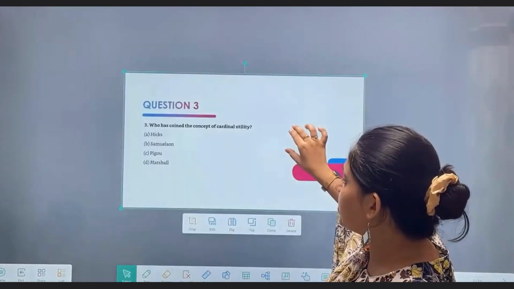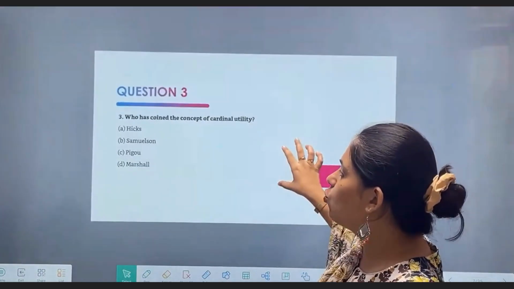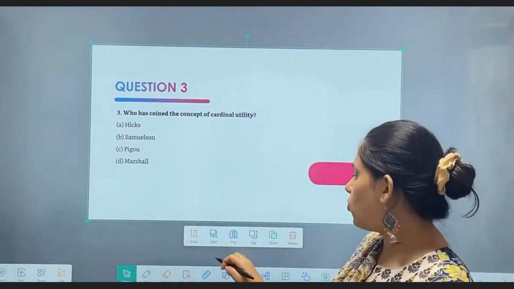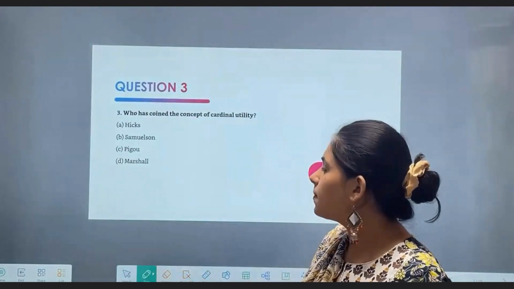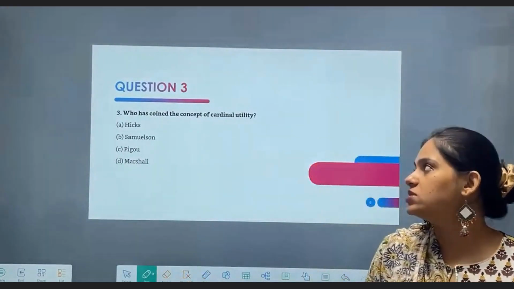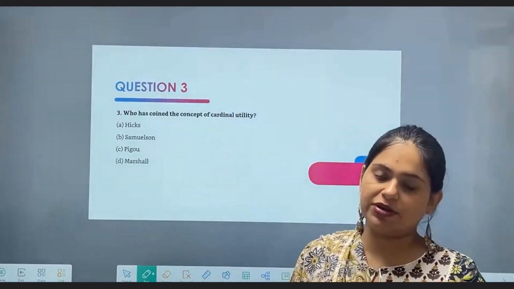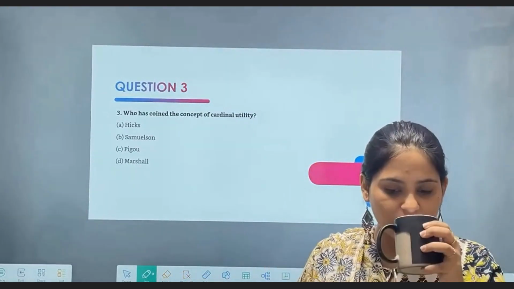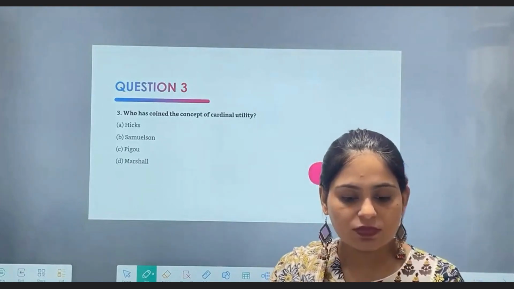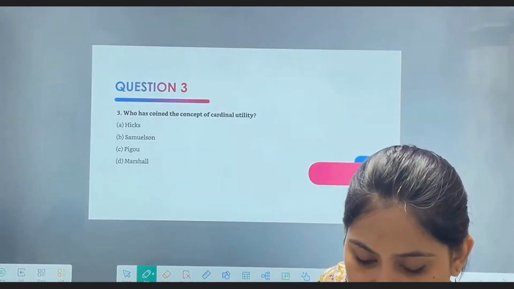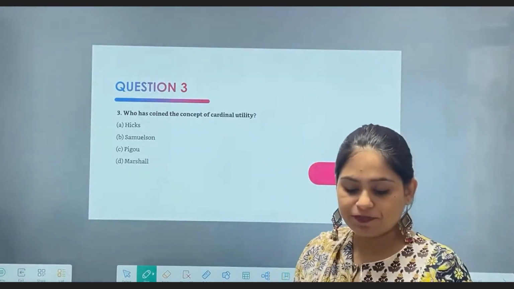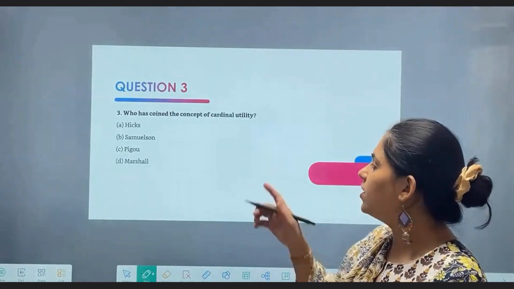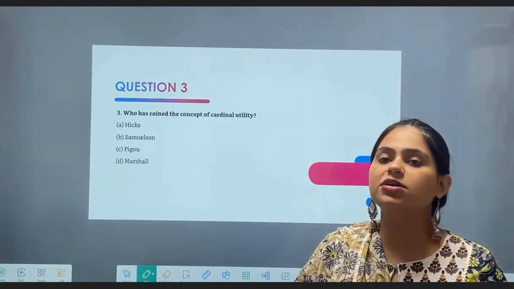Where students get tricked. You don't remember who coined which concept. So I want you to think and answer this. Who has coined the concept of cardinal utility? Who gave the term cardinal utility? Go ahead and try to answer this. I'm waiting for the right answer. Who coined the concept of cardinal utility?